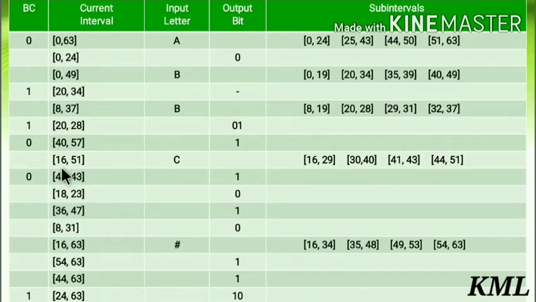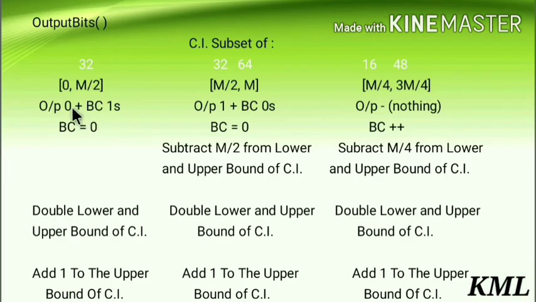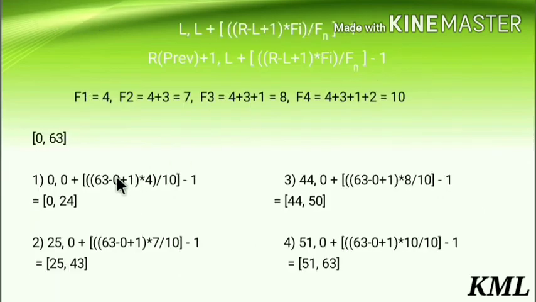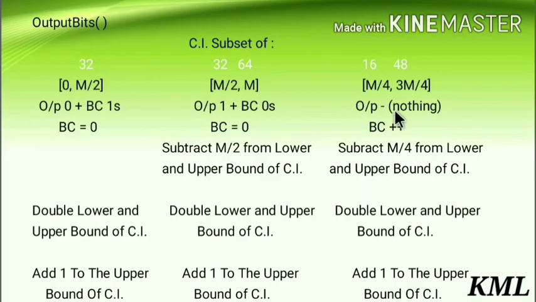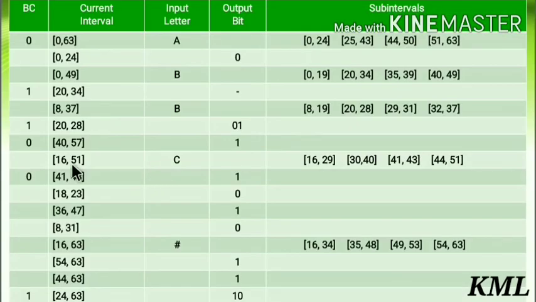So now you get 16, 51. Now you have your new current interval. Now check this with the algorithm. If you see, 16, 51 doesn't fall in this, because 51 is greater than 32. Then 16 is less than 32 and 51 is greater than 48. So it doesn't fall in any of these. So what you do is stop and take the next input letter.